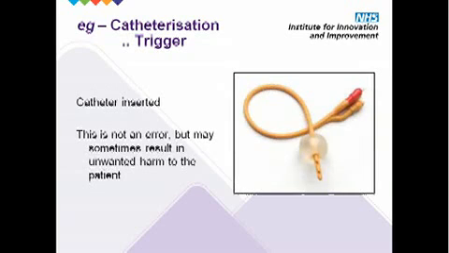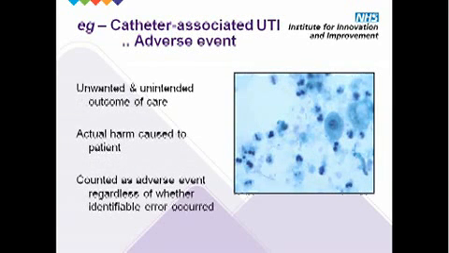Insertion of a catheter or having a catheter in situ is another trigger. Again, it's unambiguous. Your clerical staff will look through the notes, catheter, yes or no. And insertion of a catheter is often good care and appropriate, but sometimes results in unwanted effects to the patient. And a catheter-associated UTI would be an adverse event. The clinician would look through, the positive trigger's been handed down to them, and looking through the 3-month time window, if you see a UTI, then you could reasonably link that back to the catheter.